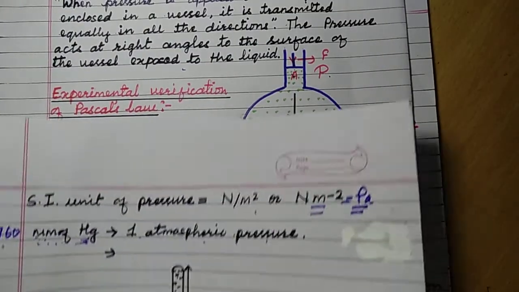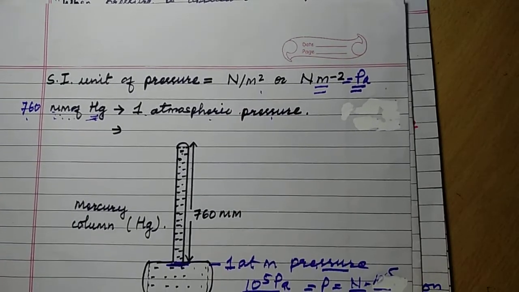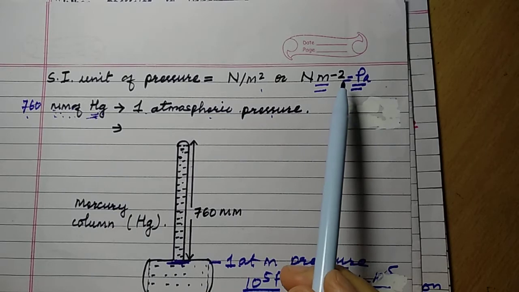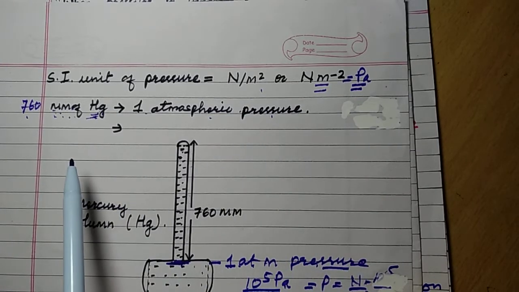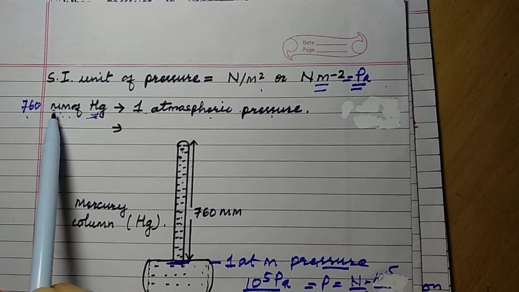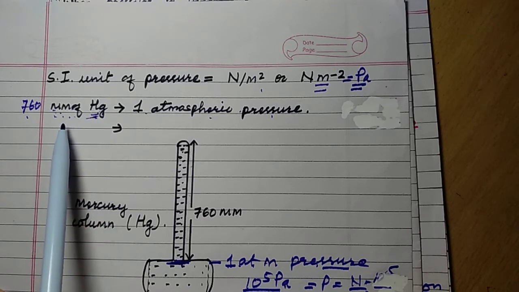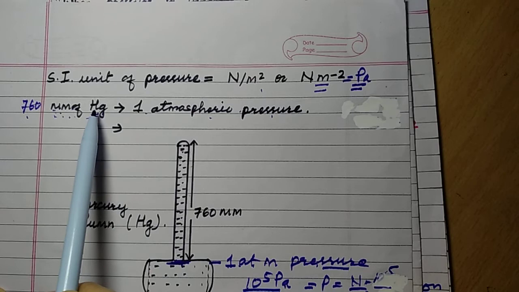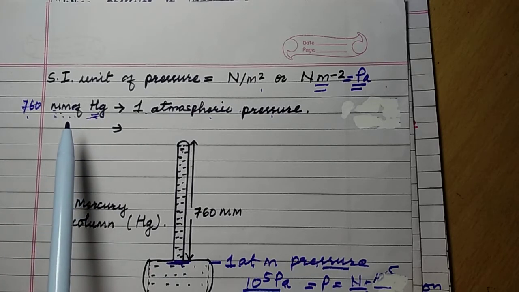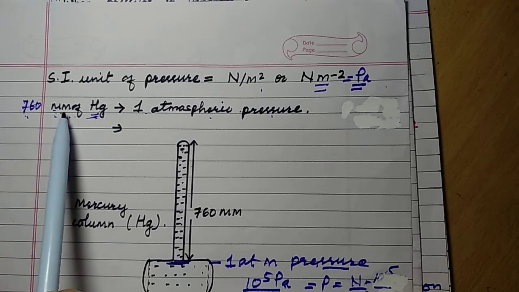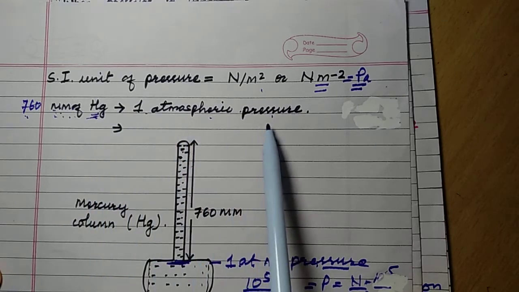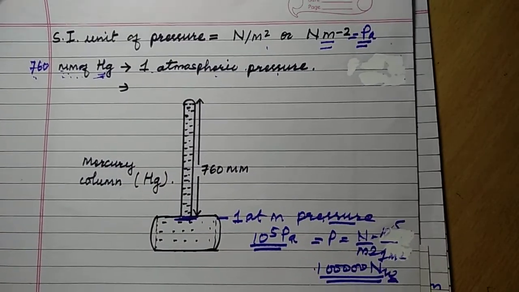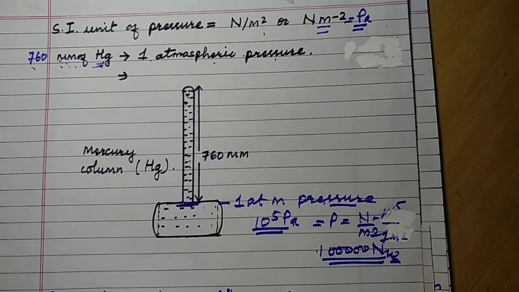Now we were discussing about unit of pressure. SI unit of pressure is Newton per meter square or Pascal. So another unit of pressure is millimeter of mercury. Liquid pressure can be expressed as millimeter of mercury. Millimeter of Hg means millimeter of mercury. So here 760 millimeter of mercury column is equal to 1 atmospheric pressure. It is also called atmospheric pressure, millimeter of Hg or atmospheric pressure.